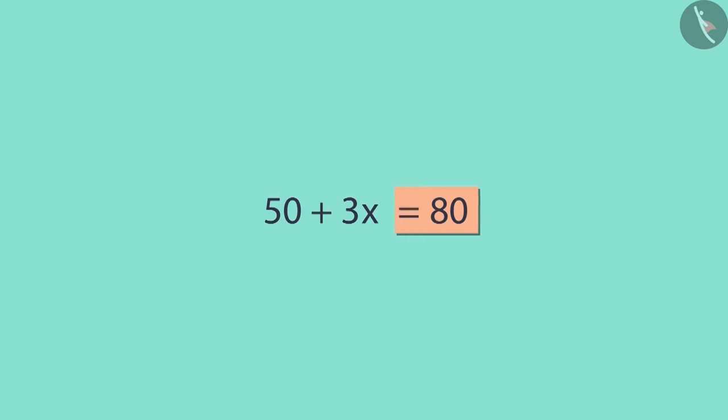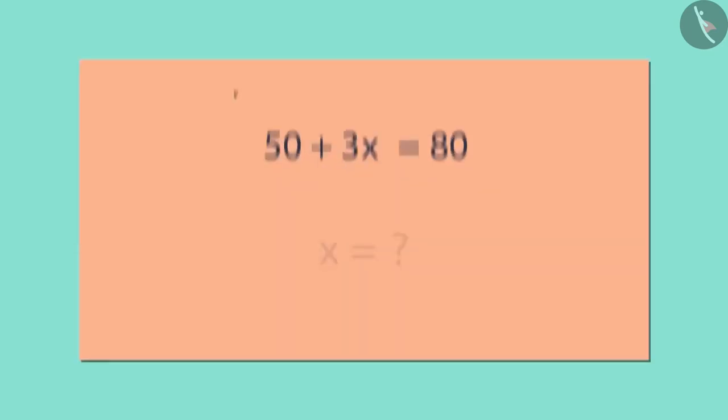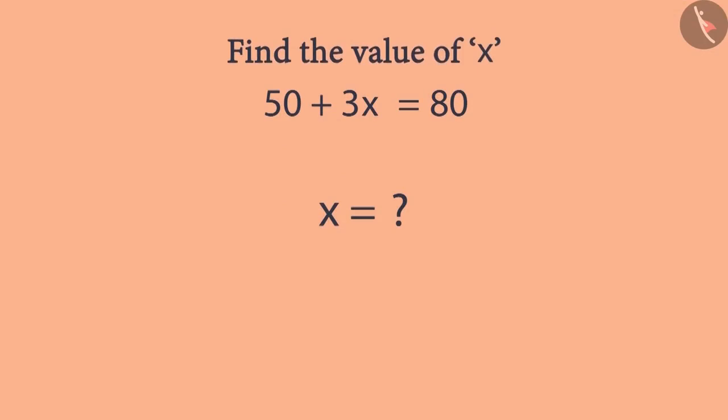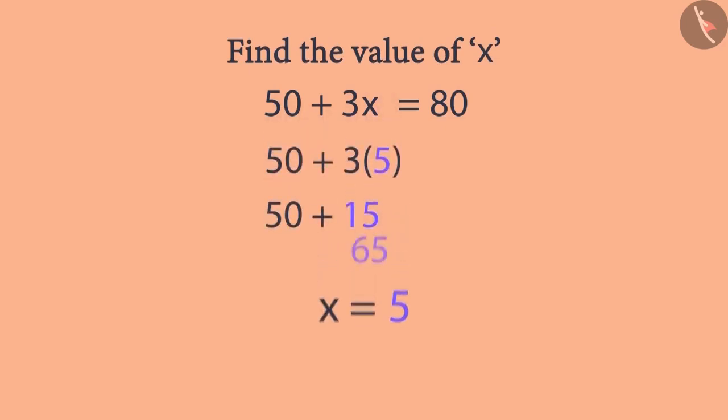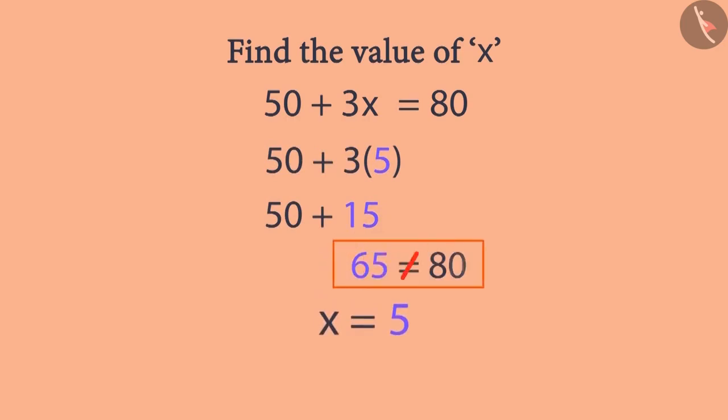Let's play a game. Find out the value of x. For example, if we assume the value of x as 5, then the value on the left-hand side will be the sum of 50 and 15, which is equal to 65. But this is not equal to 80. This means 5 is not the correct answer. Then, what can be the correct answer?